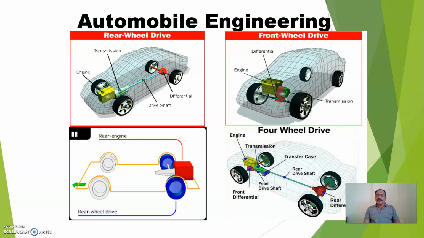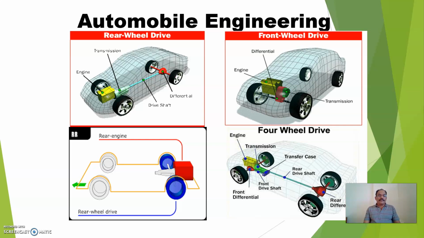In some vehicles the drive is given to all four wheels, called four-wheel drive. On the right side you can find the engine on the front side. There are two transmission drives, a rear differential drive and a front differential drive, through the transfer case. Through that gearbox the power is transmitted to the front wheels and at the same time to the rear wheels also. This type of vehicle is found in military applications, where off-road vehicles need all four wheels driven. What is drive? Drive is nothing but the wheels which are connected to your engine.